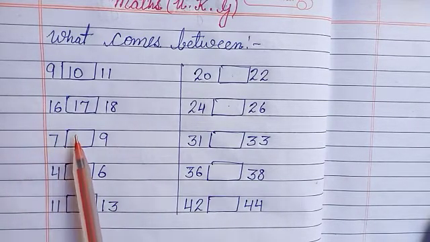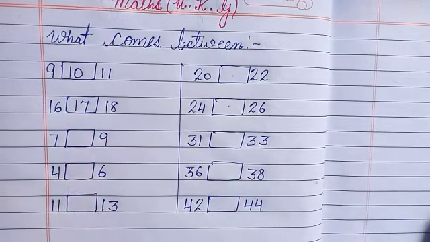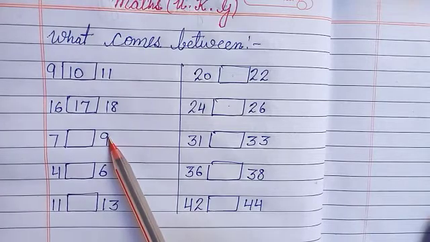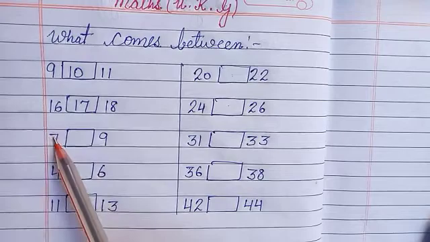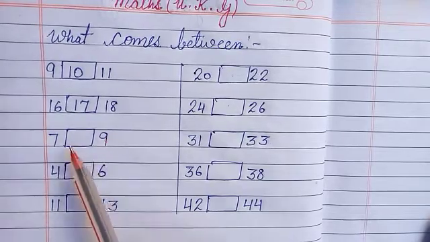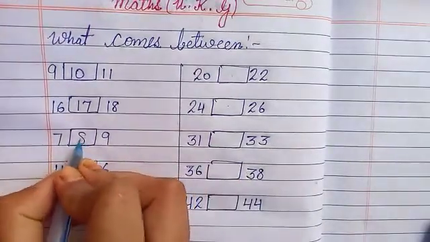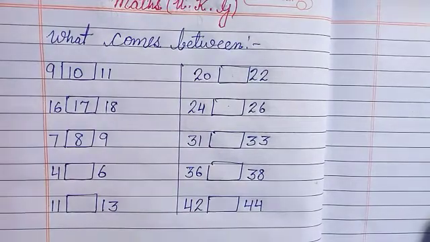7 after 8. 9 before 8. 8 comes between 7 and 9. You write here 8. Understood? Okay.